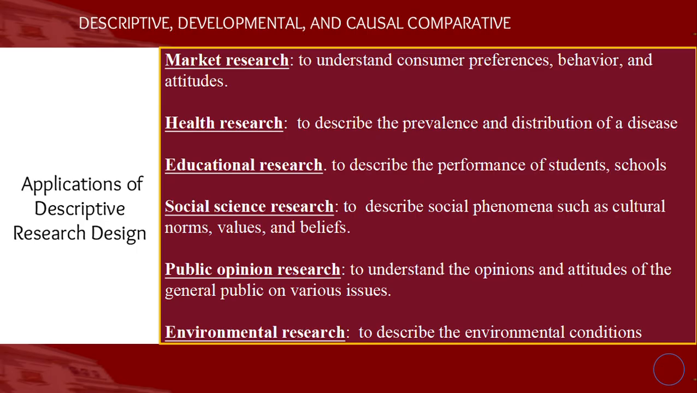So you can use descriptive research design, and also in the health research to describe the prevalence and distribution of the disease. So like what is happening, what happened, no, during pandemic. So this design is used to describe the occurrences and the distribution of a disease or any health conditions in a population. So, in this way, healthcare providers could develop prevention and treatment strategies of that certain disease.